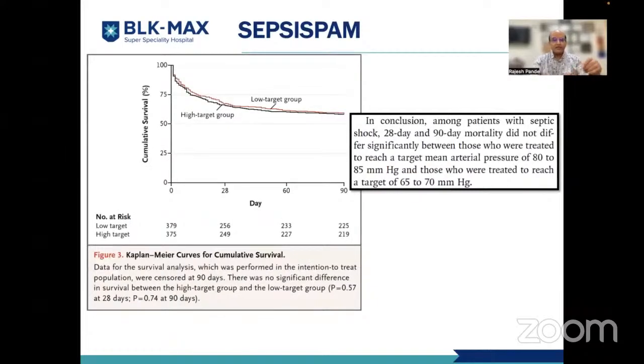And if you look at the Kaplan-Meier curves for cumulative survival, you find that there was absolutely no difference in terms of survival, 28 days, 60 days, or 90 days. So the study concluded that in patients with septic shock, 28-day and 90-day mortality did not differ significantly between those who were treated to reach a target mean arterial pressure of 80 to 85 versus those where the target was 65 to 70 millimeter mercury. So essentially saying that targeting a higher MAP is not that bad.